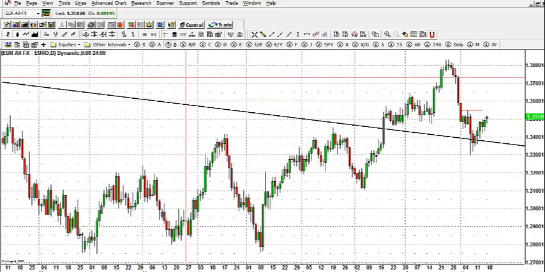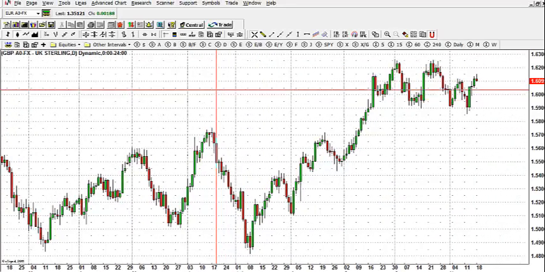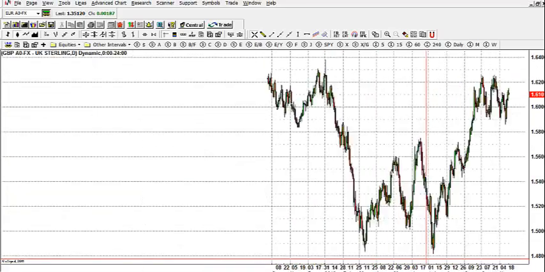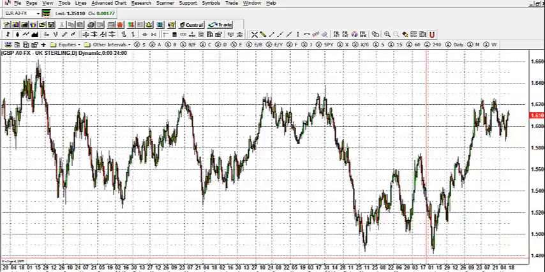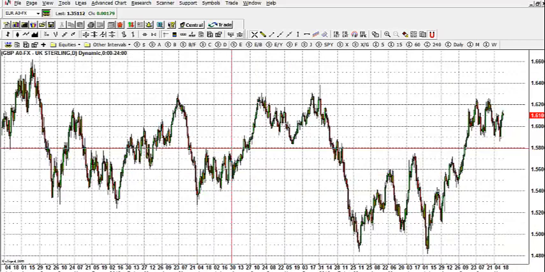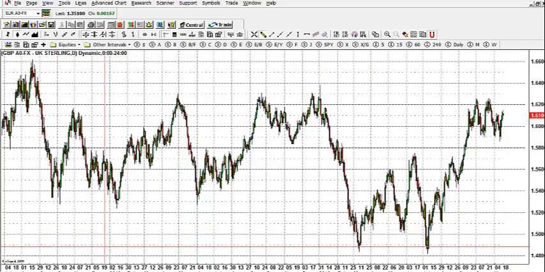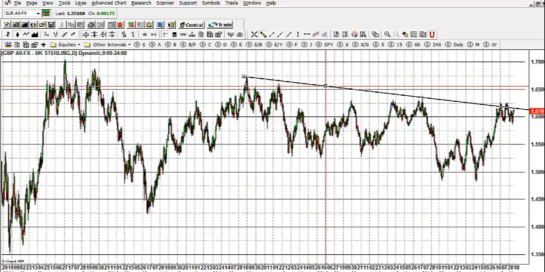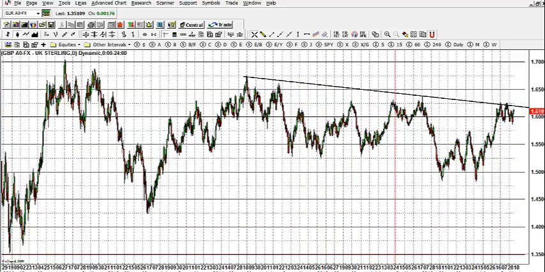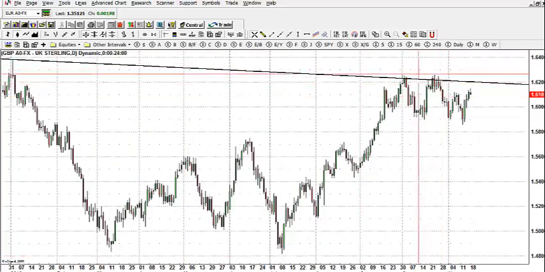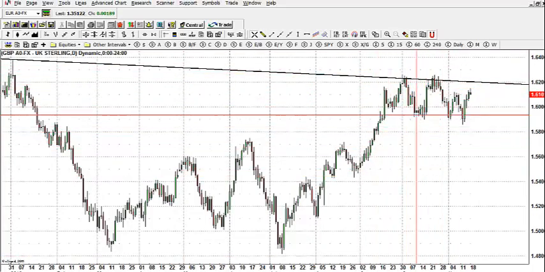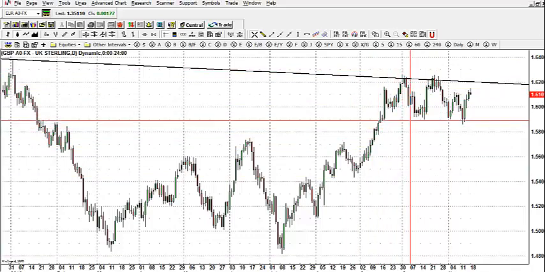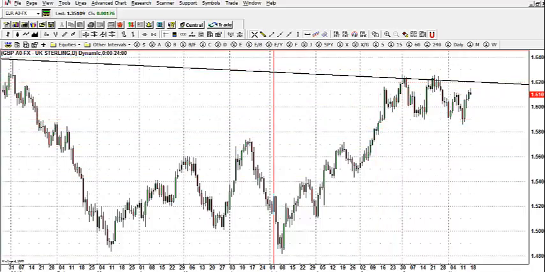Okay, so taking a look at another market, we have the British pound. The market is respecting this downtrend line here, and this about 162 area is acting as resistance. But interestingly, the 158.50, 159 area is acting as support.